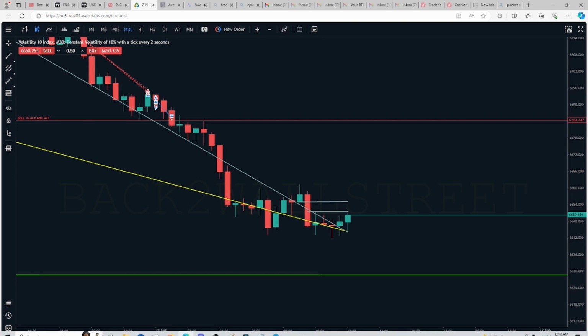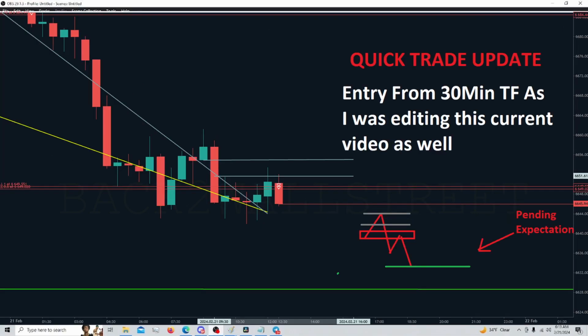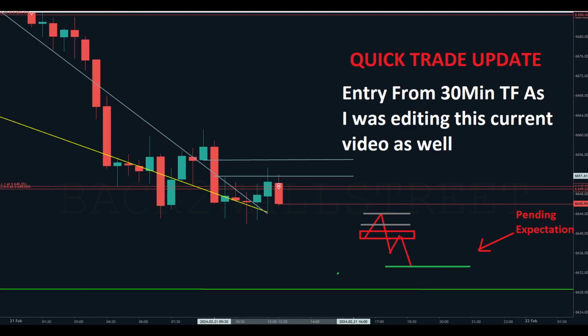I'm putting a quick record on here real quick. So this is a quick trade update. We see that price has tapped into that 30-minute fair value gap. The red zone that I have on the picture is the breaker block. I'm expecting for price to go down lower, retrace up, tap into the breaker block, and then continue down to hit my green line.